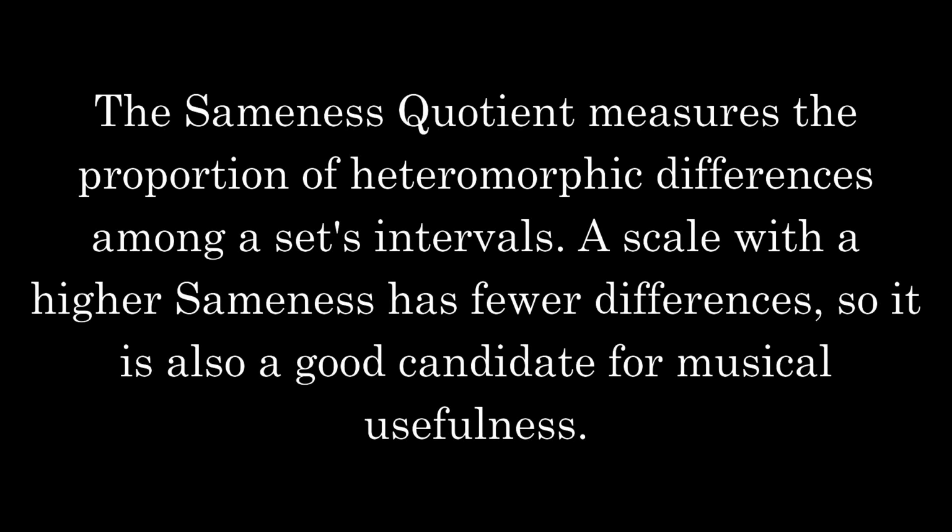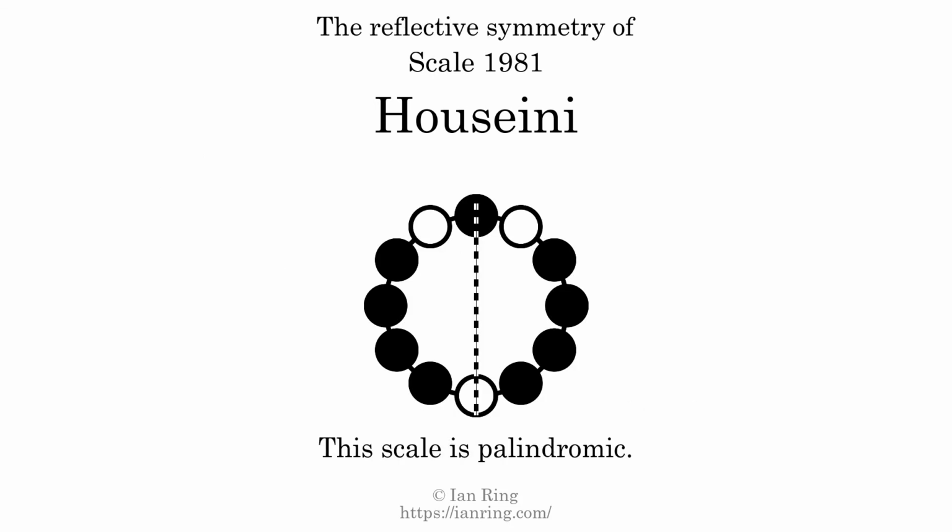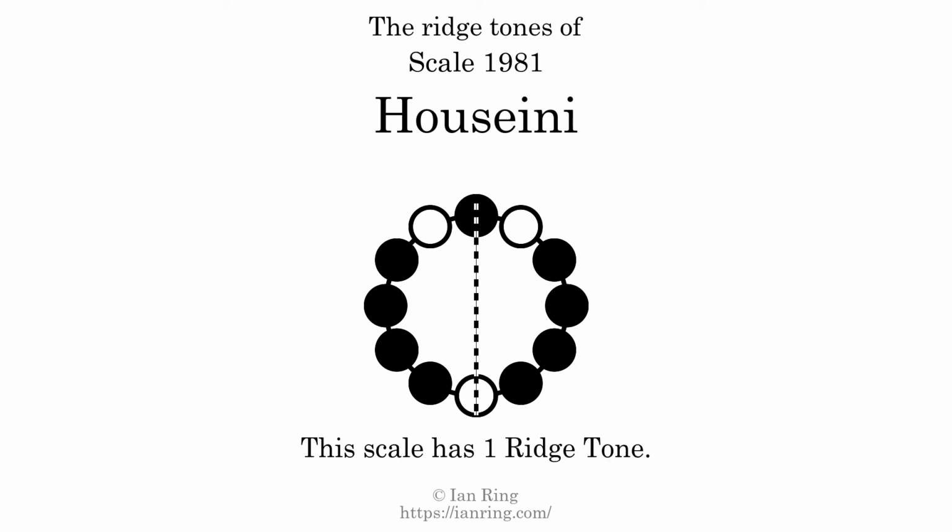The sameness quotient measures the proportion of heteromorphic differences among a set's intervals. A scale with a higher sameness has fewer differences, so it is also a good candidate for musical usefulness. The sameness quotient is 0.417. This scale has reflective symmetry across an axis positioned at the root tone. This scale has the same pattern of intervals both ascending and descending, so we call it palindromic. This scale has one ridge tone.